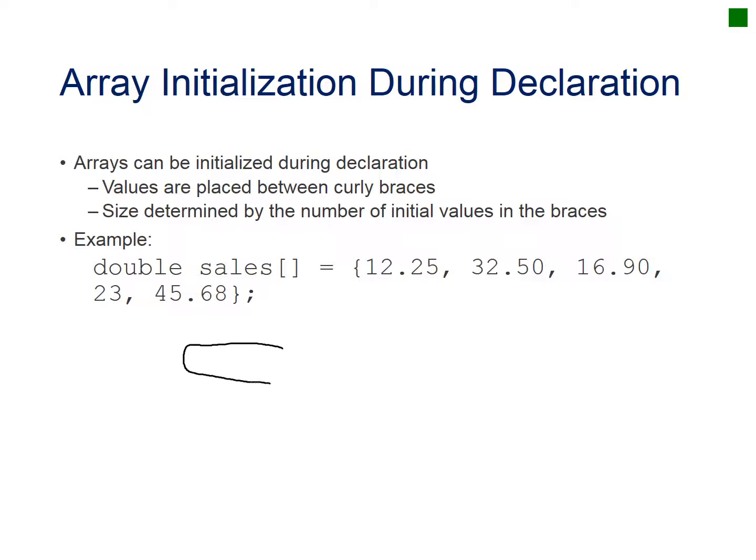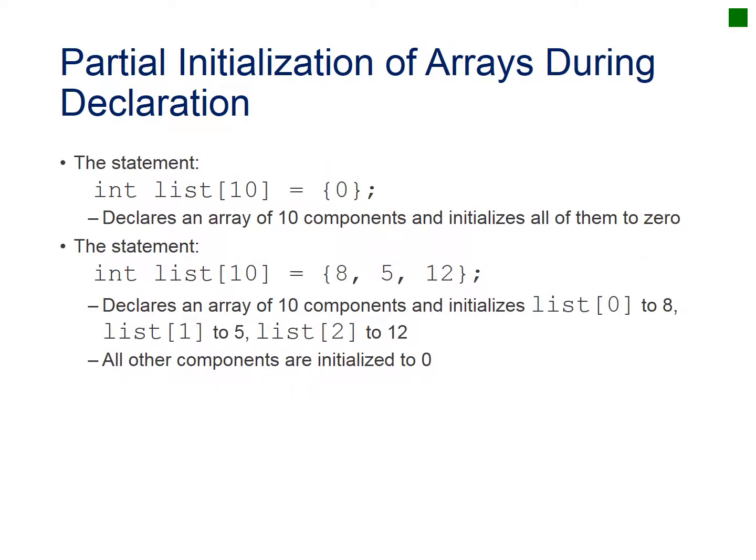Here we have an array called sales. It has a double type. We can store the following values in the array: 12.25, 32.50, 16.90, the number 23, and 45.68.